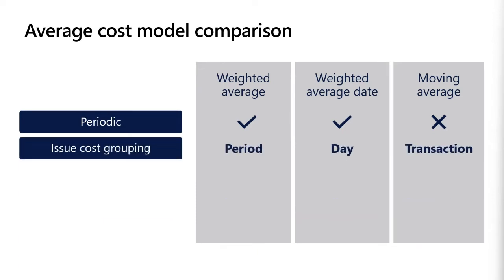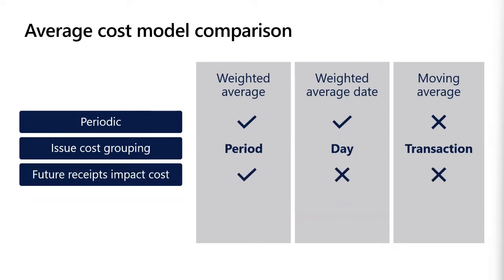When we use weighted average, we will have one issue cost per period. With weighted average date, we'll have one issue cost per day. And with moving average, we could potentially have a different cost for each transaction that is posted. When choosing a cost model to use in D365, we should consider how smoothed or how granular we want our average cost to be.